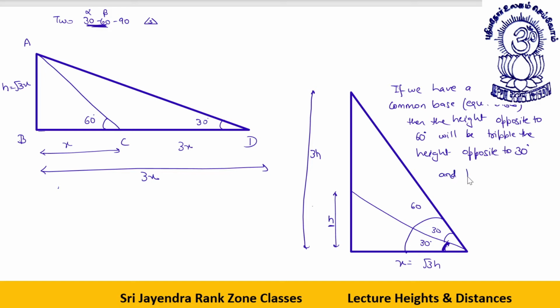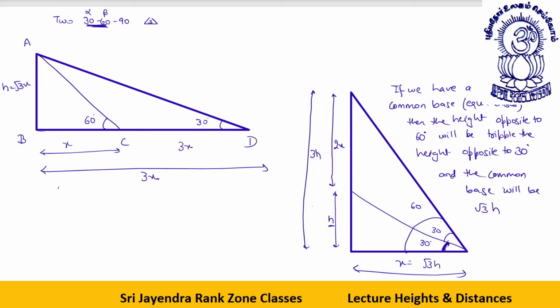And the common base will be root 3h. This is the common base. This is root 3h. Clear, dear students? I am sure it must be clear to you. This portion will be how much? This portion will become 2x. You will love this concept when you see the question based on this now.